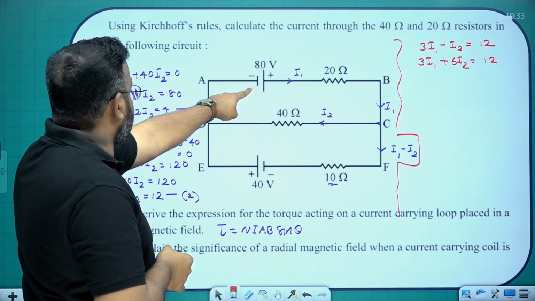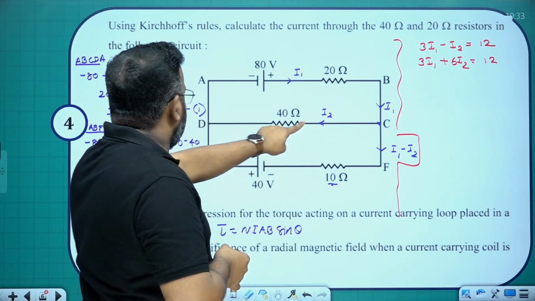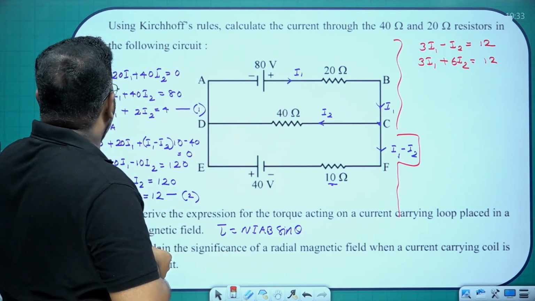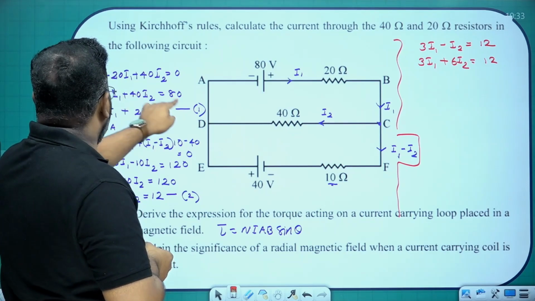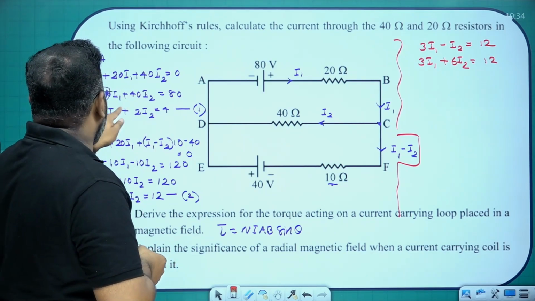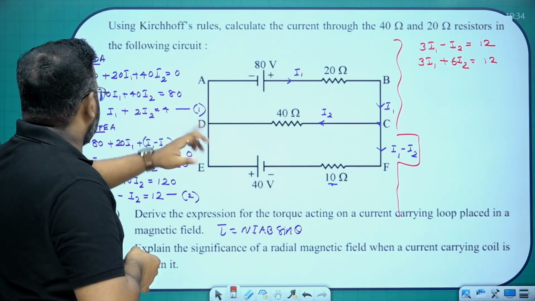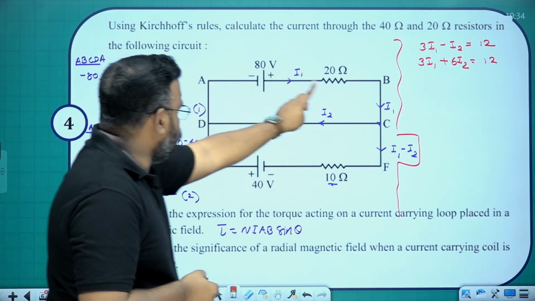Always you should be careful. Minus 80 plus 20 I1 plus 40 I2 is equal to 0. So 20 I1 plus 40 I2 is equal to 80. Dividing by 20, we get I1 plus 2 I2 is equal to 80 by 20 is 4. That's perfect. Second loop is this one.